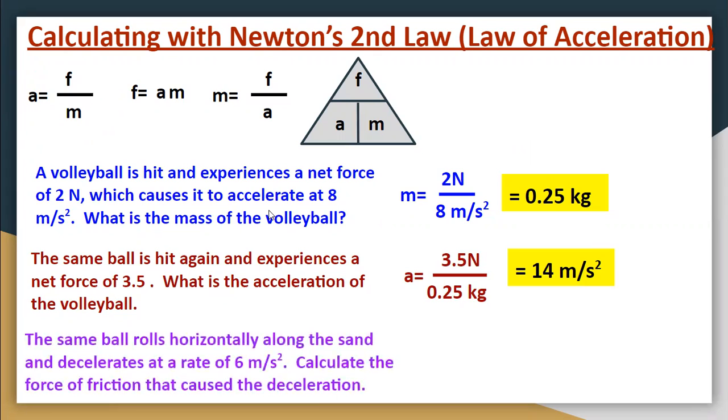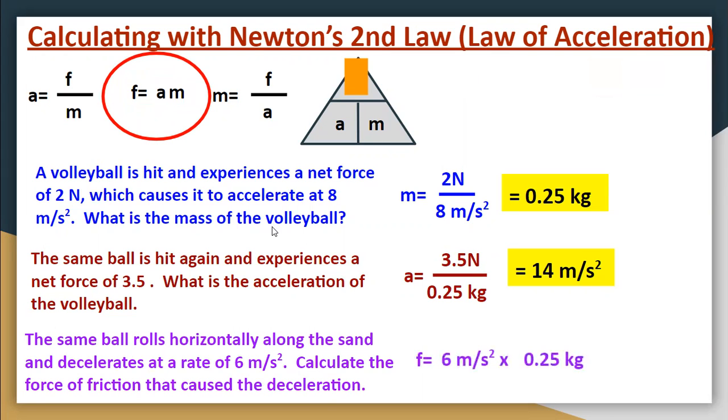The same ball rolls horizontally along the sand and decelerates at a rate of 6 meters per second squared. Calculate the force of friction that caused the deceleration. Which formula am I going to use to find a force of friction? That one, right? Or I can cover up the F because I'm looking for force, and it's acceleration times mass.